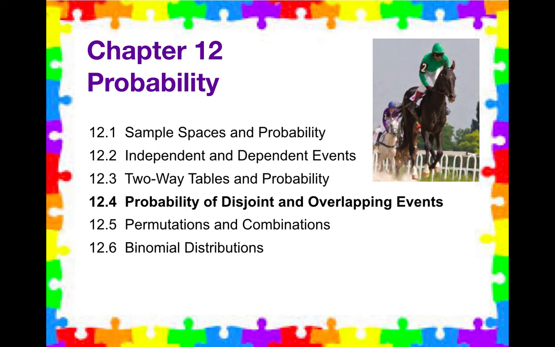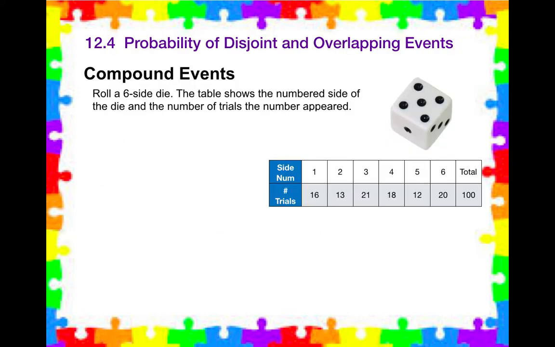Welcome back. This is Mr. Greenstein's Geometry, and we are in section 12.4, Probability of Disjoint and Overlapping Events. So compound events. Let's just take a look at rolling a die, a six-sided die.